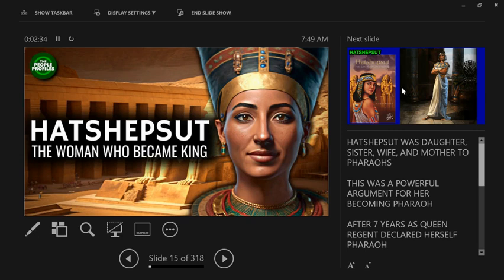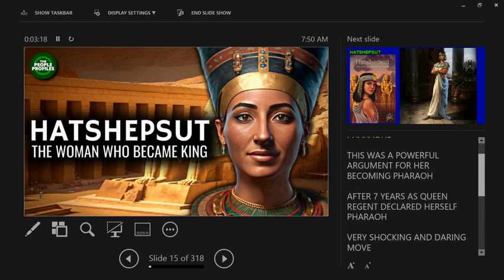So check this out. Hatshepsut was the daughter, sister, wife, and mother to the pharaohs. So her father was a pharaoh. She married a pharaoh, and the pharaoh that she married was her brother. So she is connected to the pharaohs. And she says that because I'm the daughter of a pharaoh, and I'm also the mother of a pharaoh, and I'm the sister of a pharaoh, and I'm a wife of a pharaoh, she says that's good enough. That's enough clout for me to be a pharaoh myself.